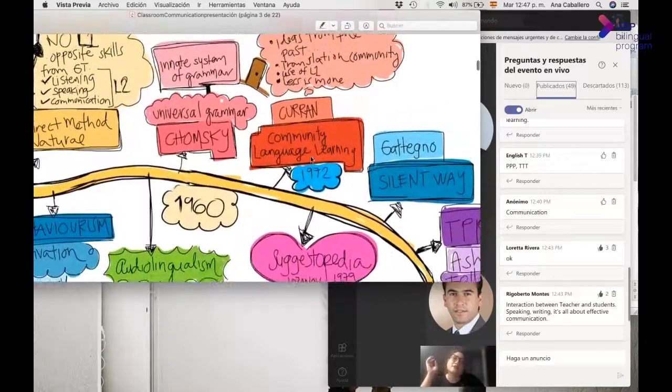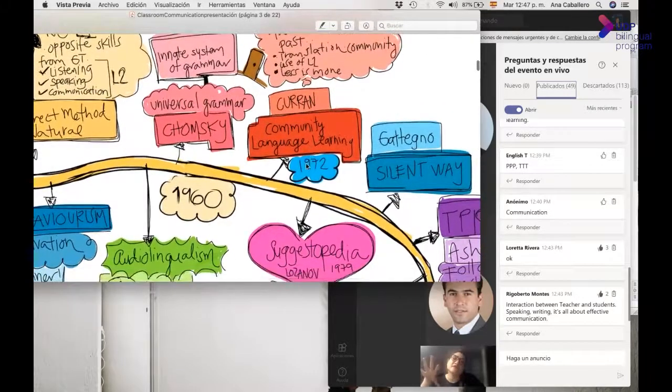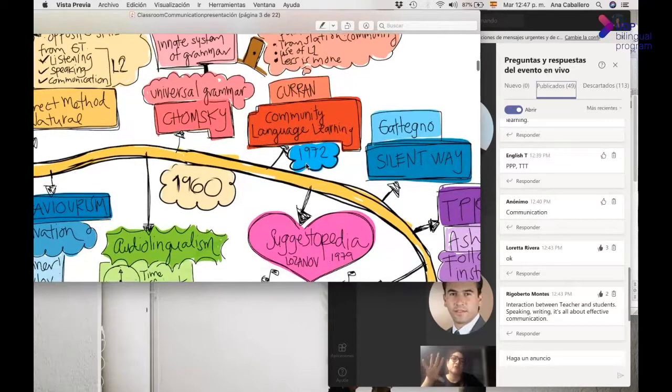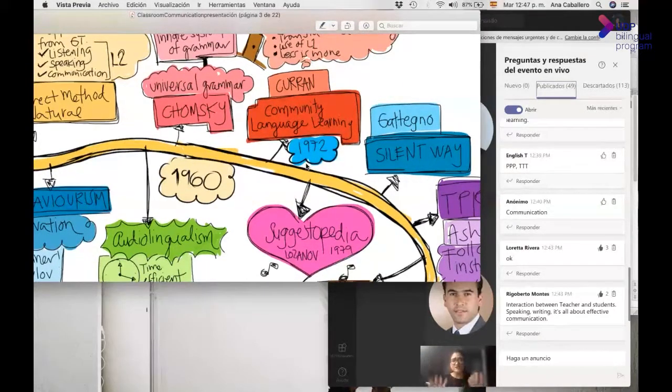Then we're moving towards 1972 with community language learning. This was a weird method. I would rather say humanist, in which learners will just sit around in a circle, and the teacher will walk around them to ask them what they wanted to learn. And no one will speak until one of the learners wants to speak. If you want to read more about this, these are very interesting topics because some of the strategies we use nowadays are taken from each one of these methods or approaches.